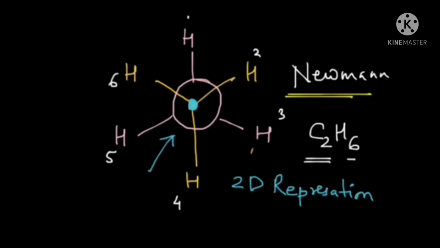This hydrogen can rotate and come over here. Then the hydrogen atom present here will go behind the 6th hydrogen atom, and the hydrogen labeled here will come behind this hydrogen atom. So we can see all the rotations that are possible with the help of Newmann projections. Right, so let's go ahead and see how we can convert the dash and wedge formula to a Newmann projection.